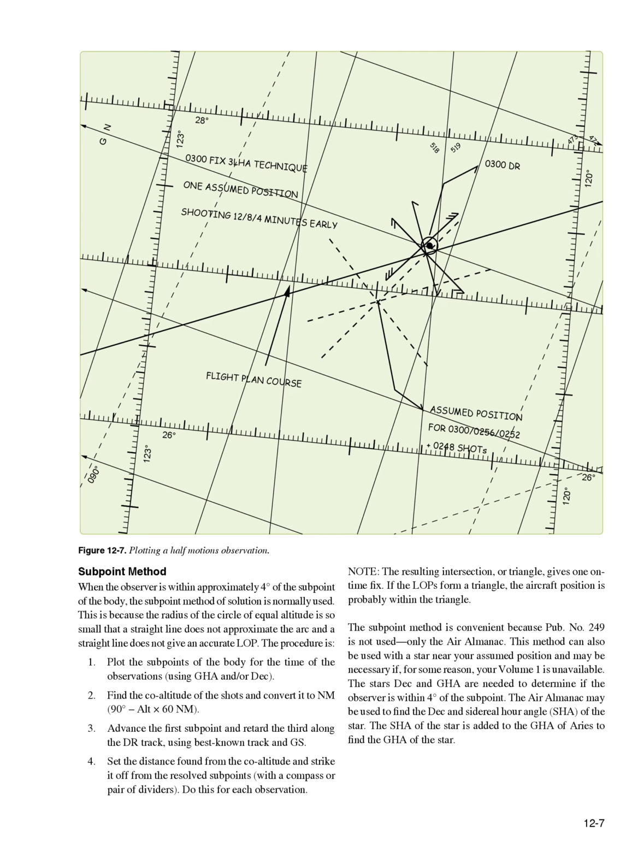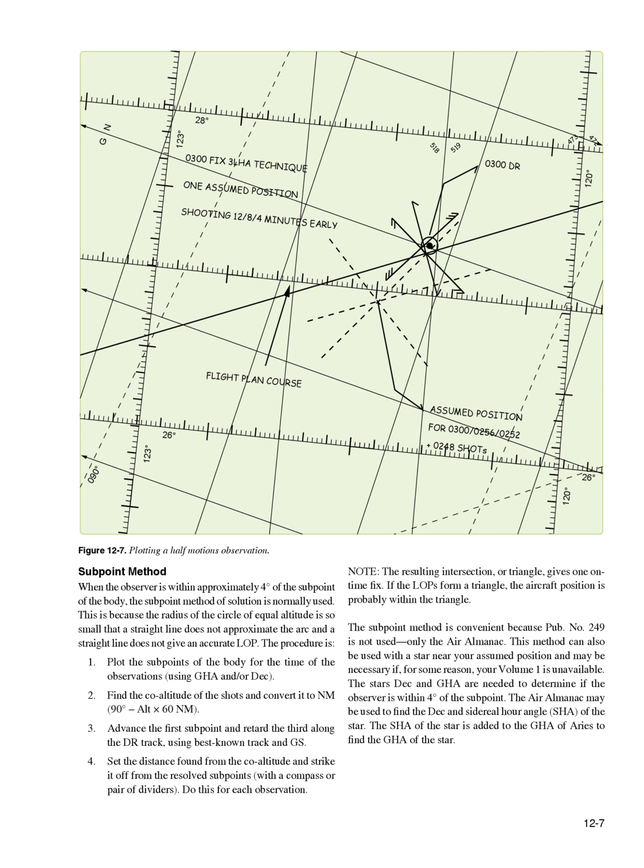Subpoint method. When the observer is within approximately 4 degrees of the subpoint of the body, the subpoint method of solution is normally used. This is because the radius of the circle of equal altitude is so small that a straight line does not approximate the arc and a straight line does not give an accurate LOP.